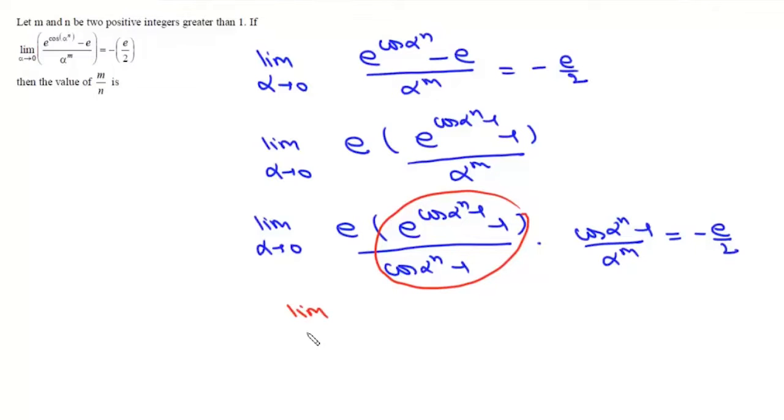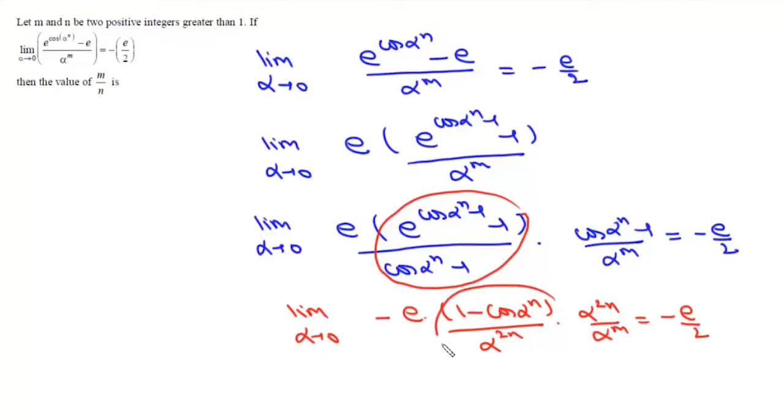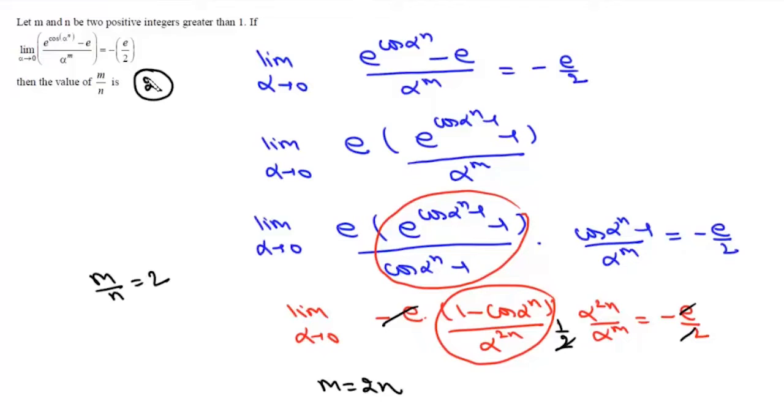So we write this as limit alpha tends to 0 e, and we know that if we take this minus common, we can write this as 1 minus cos alpha to the power n, and if we divide and multiply it with alpha to the power 2n, then this also becomes a standard limit whose value is 1 by 2. So we'll put 1 by 2 here. Now 2 will cancel, minus e will also cancel. So from here we'll get this condition that value of m must be equal to 2n. So value of m by n must be 2, and that is the answer to this question.